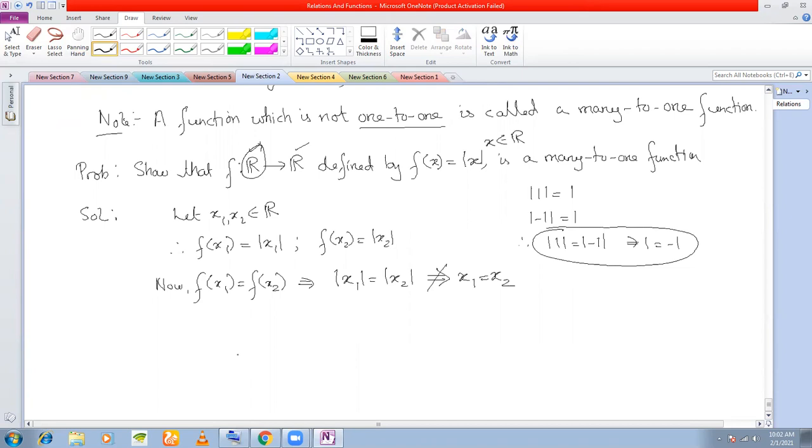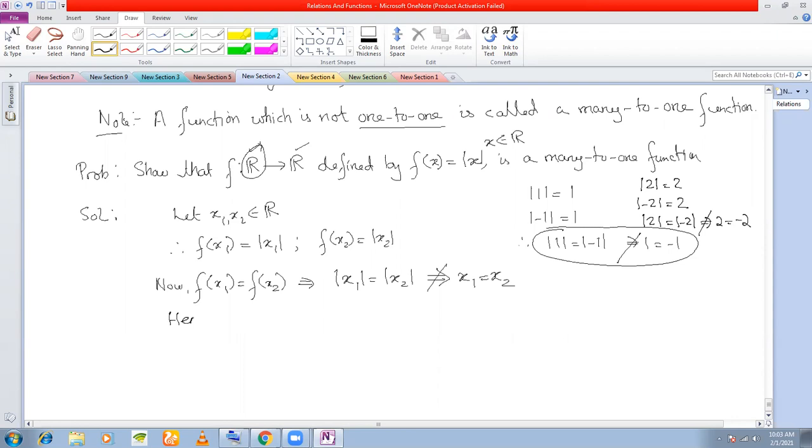Understood? Yes, sir. You can take 2 also. Mod 2 is equal to 2, also mod minus 2 is equal to 2. That means mod 2 is equal to mod minus 2. Can we say 2 is equal to minus 2? No, we cannot say. We cannot say 1 is equal to minus 1, we cannot say 2 is equal to minus 2. So therefore, mod x1 equal to mod x2 does not imply x1 is equal to x2.